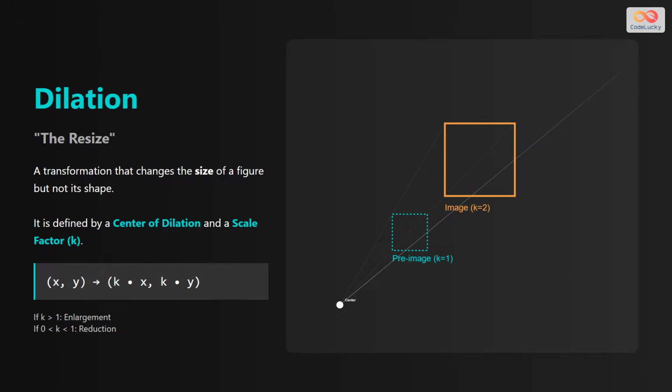Dilation is different from the others because it involves resizing. It is a transformation that changes the size of a figure but not its shape. We use a scale factor, represented by the letter K, to determine how much the figure grows or shrinks from a center point.